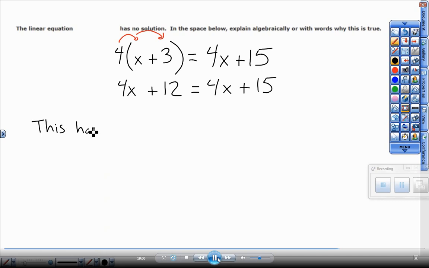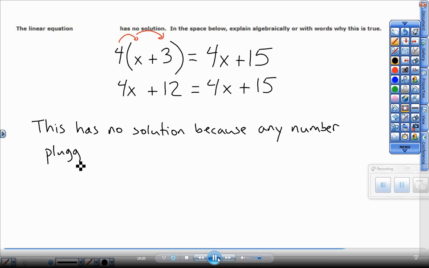This has no solution because any number plugged in for x.